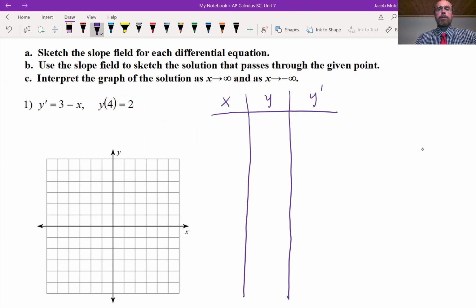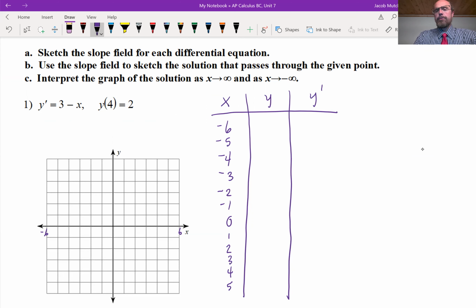Now, since this particular differential equation only involves x, it's y prime equals 3 minus x, the only thing that's going to determine the slope is my x value. So I've got a y column in my table, but really it's not going to make much of a difference. So as I fill in my x column, I just want to represent each of these x values from the far left, which is -6, through 0, all the way to the far right, +6. So I'm going to put those values here: -6, -5, -4, -3, -2, -1, 0, and then 1, 2, 3, 4, 5, and 6.